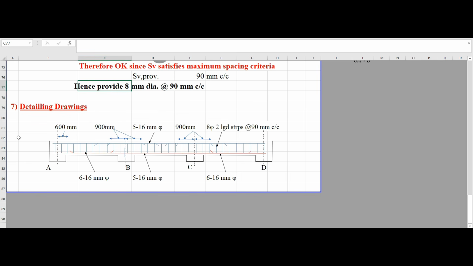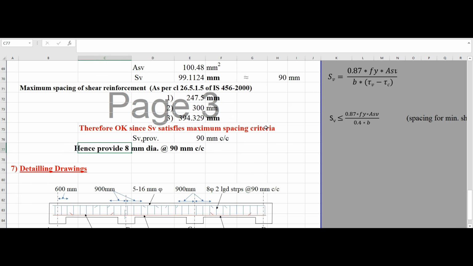So this is the typical detailing drawing of the continuous beam. Here we have provided 6 bars of 16 mm dia at the end span for resisting the positive bending moment, and to resist the negative bending moment at the support we have provided 5 bars of 16 mm dia at the support, and to resist the shear force we have provided 8 dia 2-legged stirrups at 90 mm center to center. So this completes the design of continuous beams.